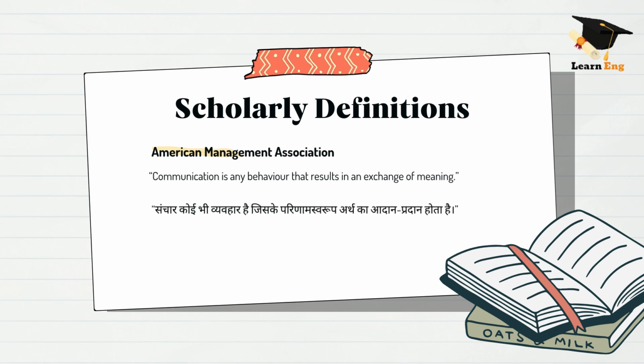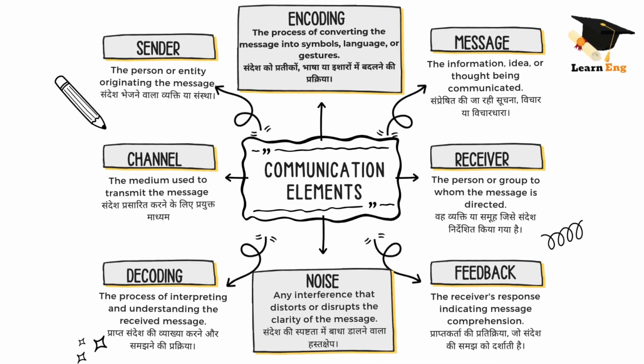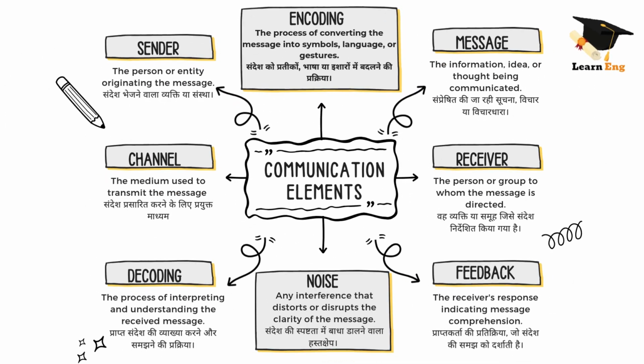The elements of communication include the sender, who conveys the message, encoding, transforming thoughts into symbols, the message, the information being communicated, the channel, the medium used for transmission, the receiver, the person receiving the message, decoding, interpreting the message, feedback, the response from the receiver, and noise, any interference that distorts the message. Together, these elements facilitate effective communication by ensuring clear transmission and understanding.